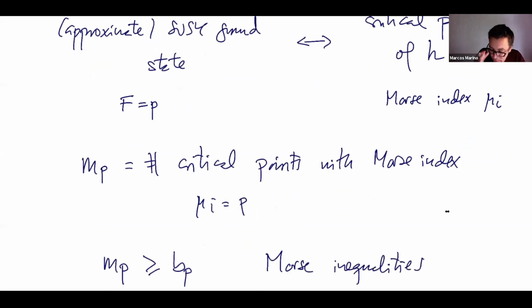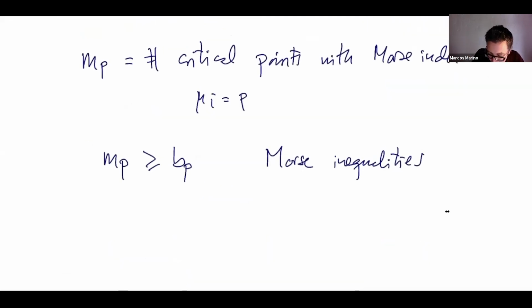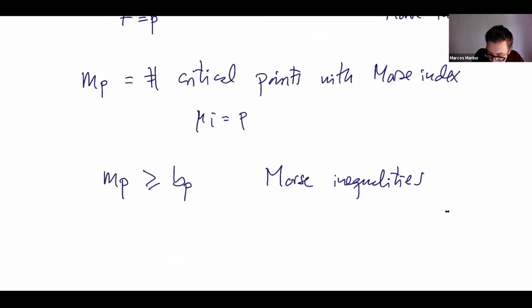You prove that the number of critical points with Morse index P has to be an upper bound on the Betti number of the manifold. And here we have deduced this just using a purely physical reasoning, okay? That's the first thing.